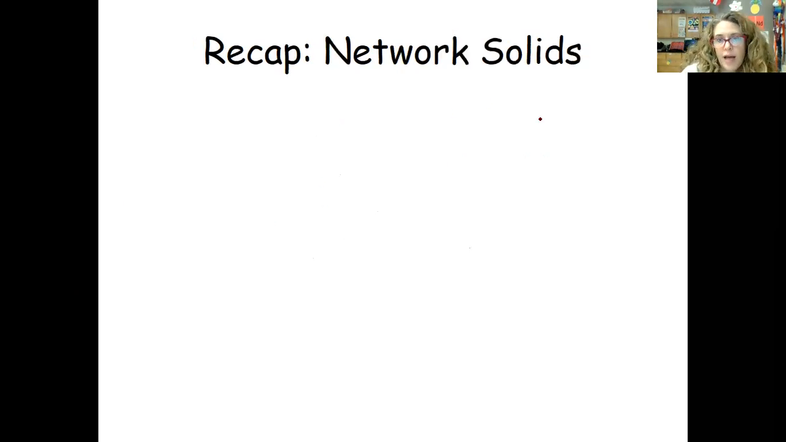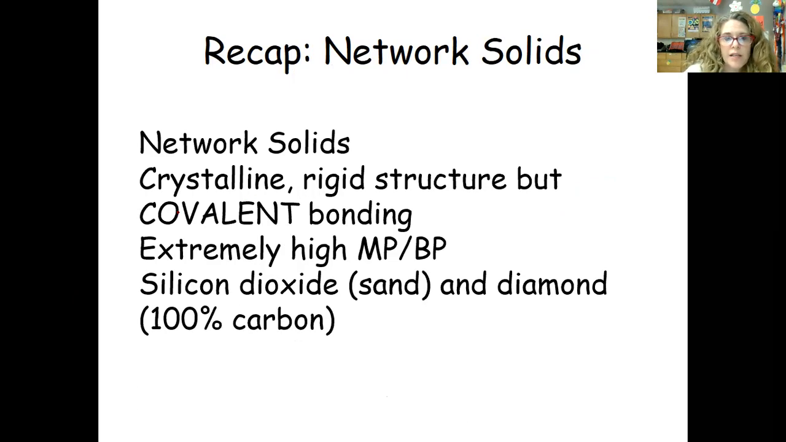So now network solids, not tested on the Regents exam, but we'll just go over that really quickly. So we have a network solid, crystalline, rigid structure, but it has a covalent bond instead of an ionic bond. High melting point, boiling point. Silicon dioxide, which is sand, SiO2, and diamond are the 2 examples of a network solid.